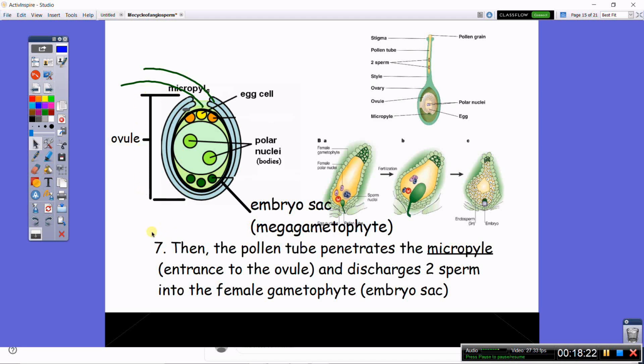Okay, so let's look at step number 7. The pollen tube penetrates the micropyle, and it will release two sperm into the female gametophyte, which is the embryo sac. So those two sperm are important because one is going to do one job and one is going to do another job.